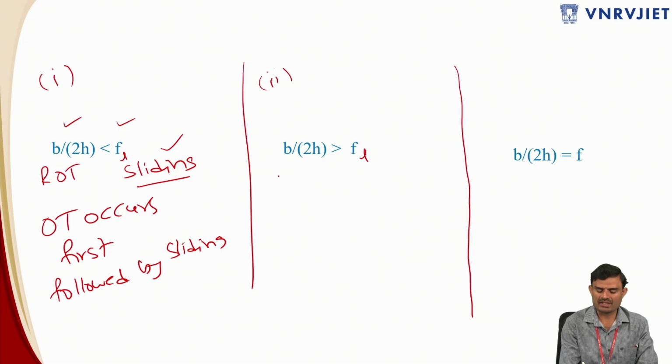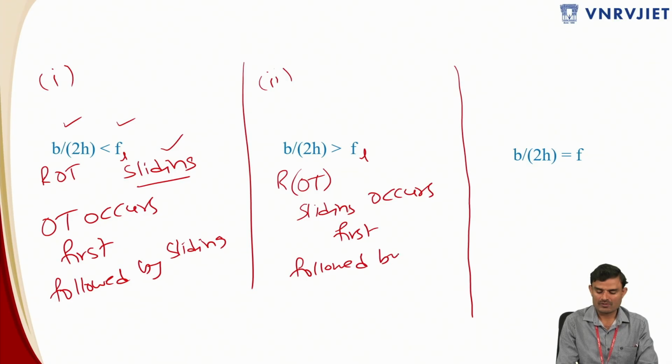So B by 2H is resistance to overturning. I am writing it as resistance to overturning is higher when compared to that of FL. So here, as resistance to overturning is higher, therefore sliding occurs first, followed by overturning. And the third case is where B by 2H is equal to FL.